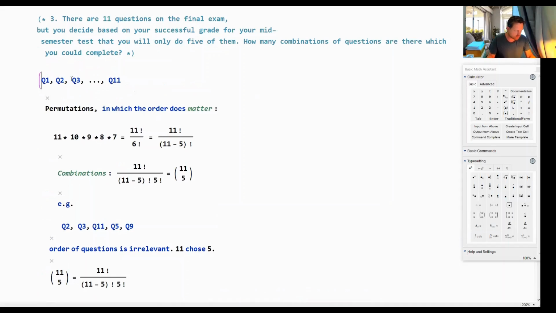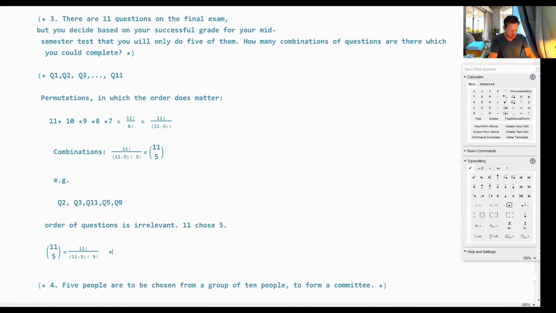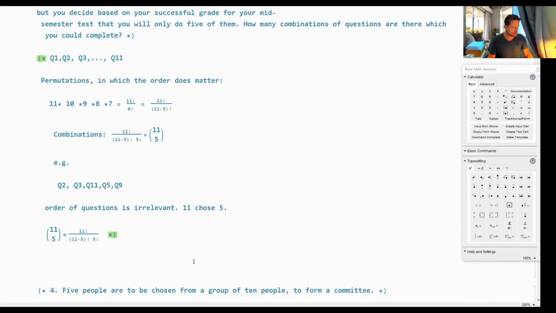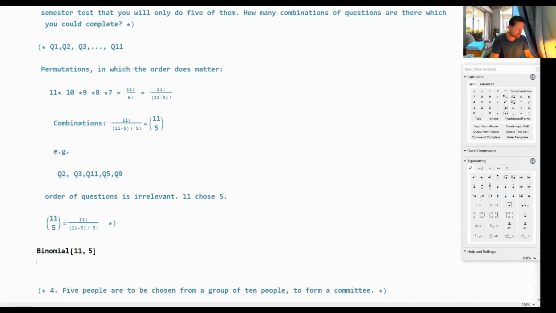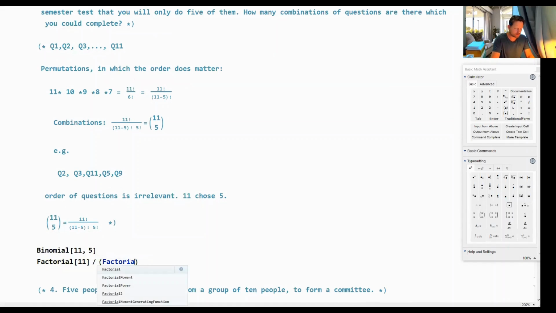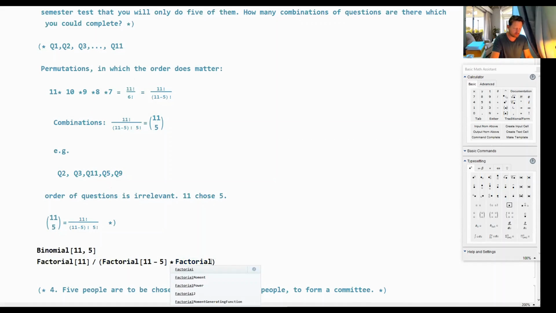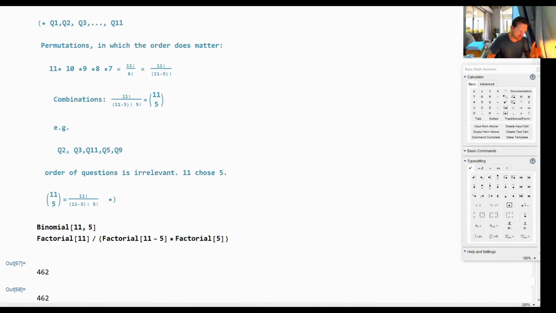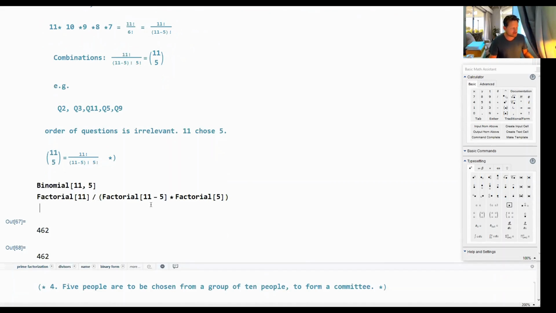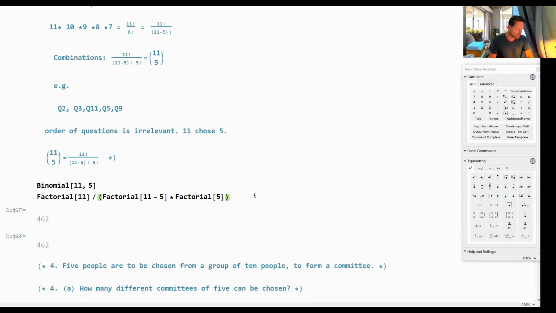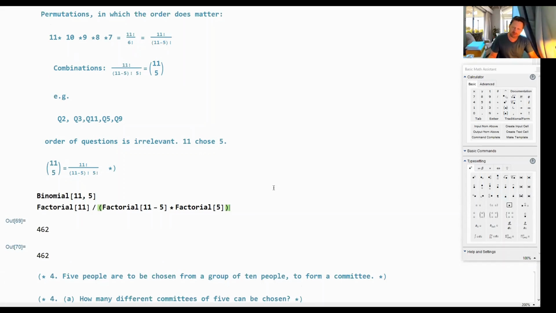Okay, so I'll make all of this a comment. And then we'll calculate this here. So I've got a couple of ways to do that. So I'll just show you that they're both the same. So I could write binomial 11 comma 5, or I could just calculate it all out and say factorial 11 divided by factorial 11 minus 5 and factorial 5. So we should get the same number in both cases here because they're equal, these two. So 462. All right, so 462 ways that you could do that exam if you were only going to do 5 of the 11 questions.